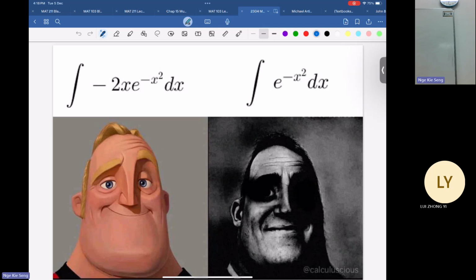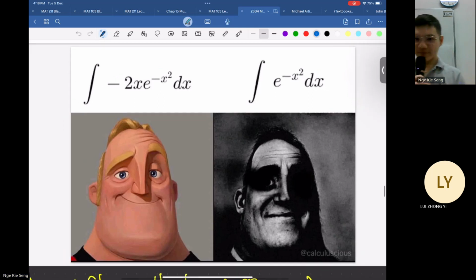Second integral? No elementary method. But today we're gonna integrate this. We're gonna do this using polar coordinates. I think you have seen this in your probability class. Okay, we're gonna compute this.